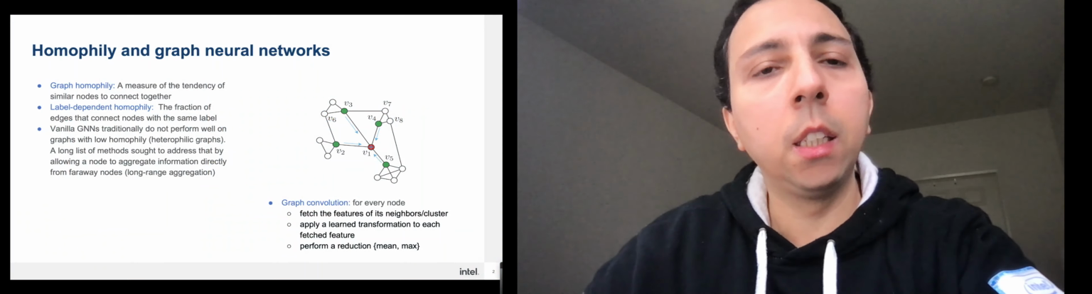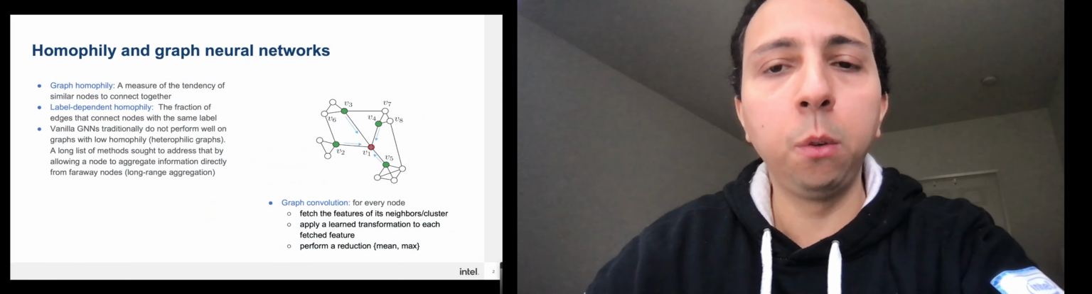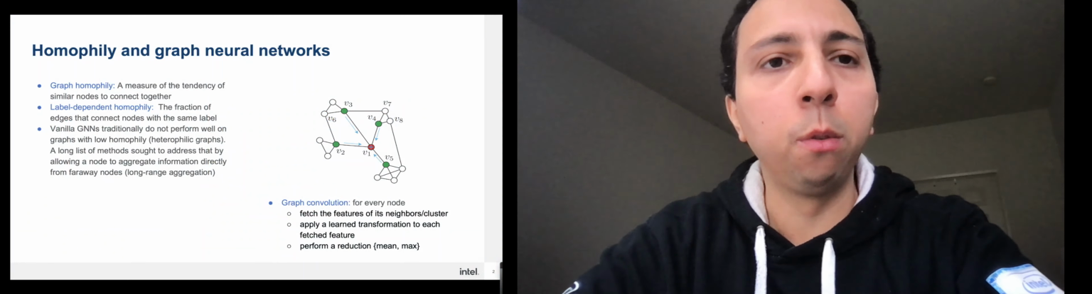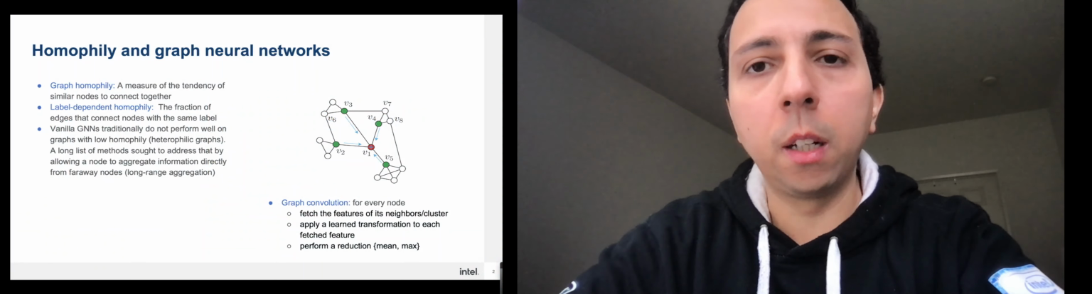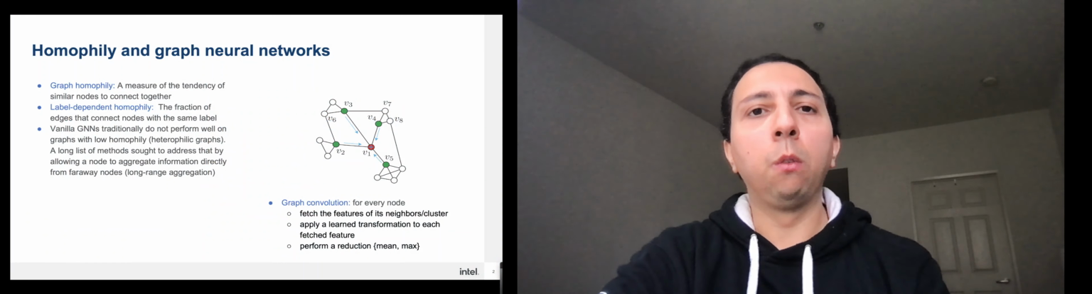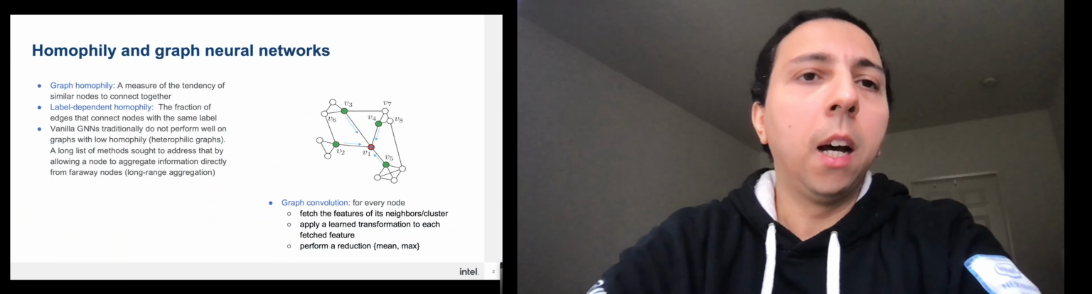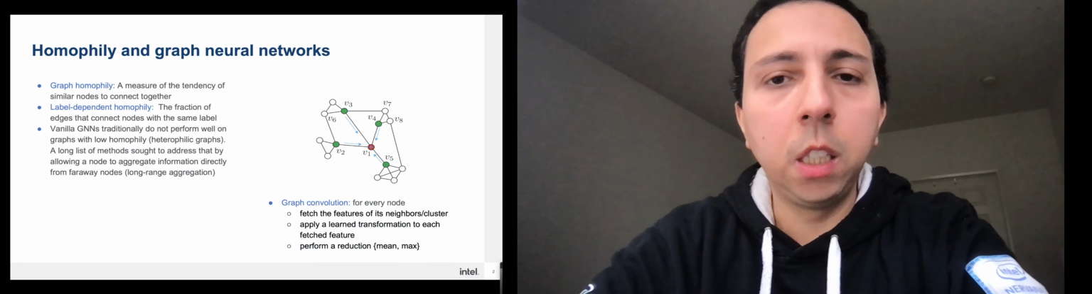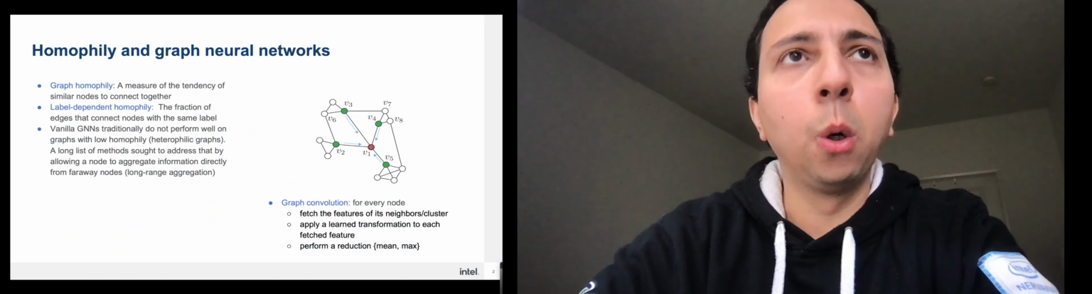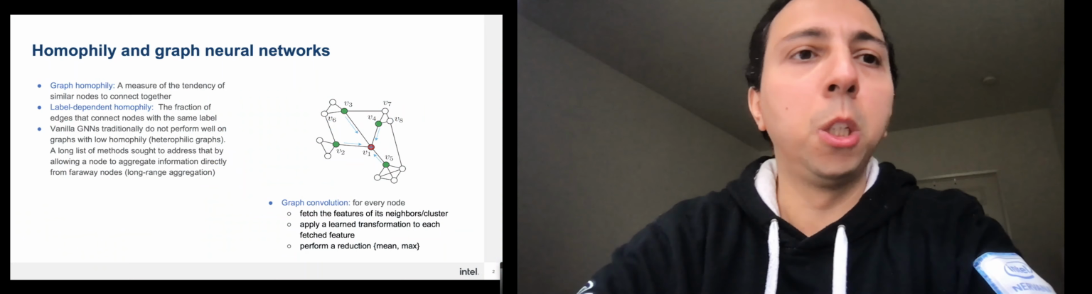And empirical evidence until now suggests that graph neural networks, or GNNs, do not do too well on graphs with low homophily, otherwise known as heterophilic graphs, because a node in a vanilla GNN only aggregates information from its neighbors. And in a heterophilic graph, these neighbors could be quite different. So they could essentially be contributing noise to the center node instead of contributing useful information.